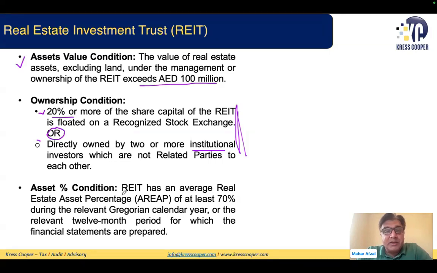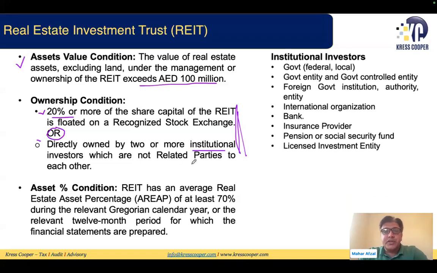asset. The annual, basically, I put it as a REIT. A REIT's annual real estate asset percentage should be at least 70% over the overall 1 year, or in the Gregorian calendar year. So I have used the word institutional investors here. I will just discuss what the institutional investors are.